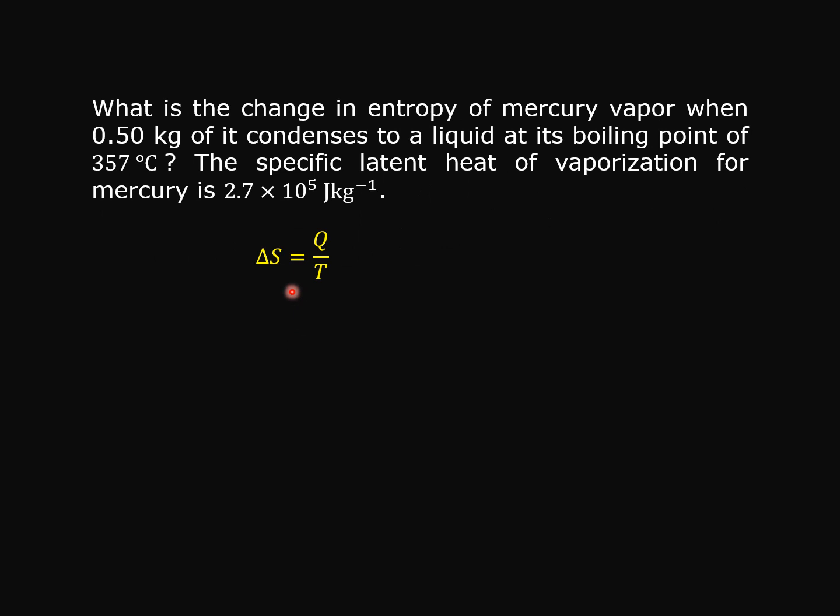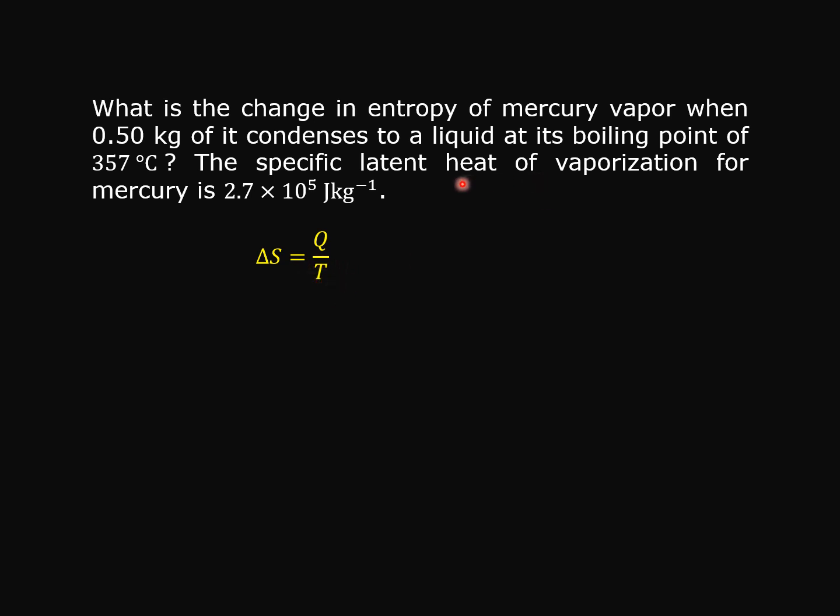To calculate the entropy change, we use delta S equal to Q over T, where Q is the heat transfer that happens in the mercury, and T is the temperature of the mercury. Please note that we can use this formula only when the temperature T is constant.